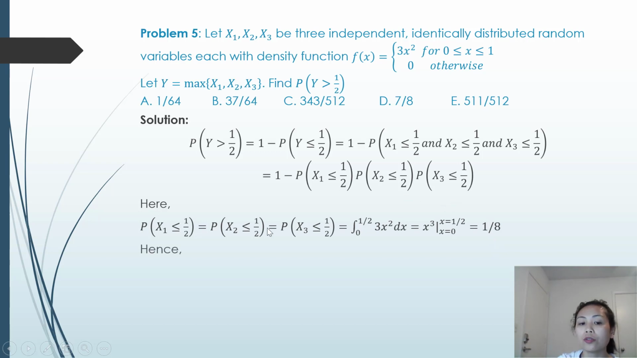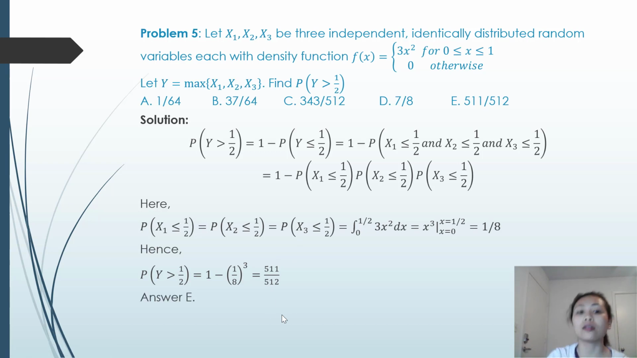So now we are able to find the answer. The probability that y is strictly greater than 1/2 is 1 minus (1/8) cubed. So the answer is 511 over 512. So answer E.